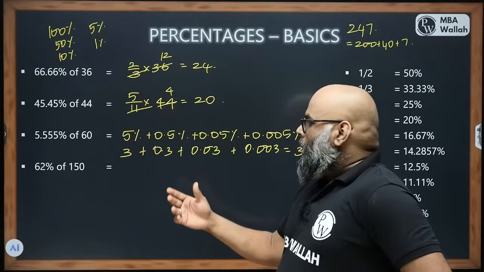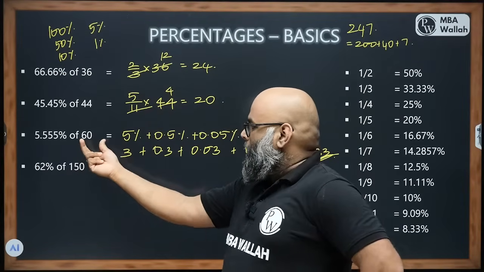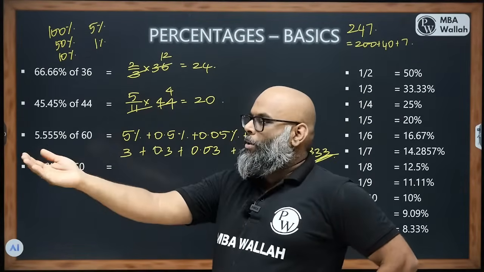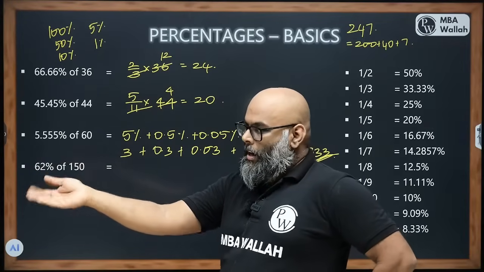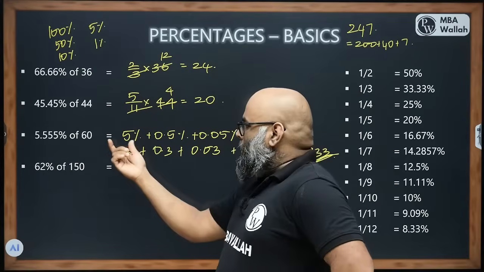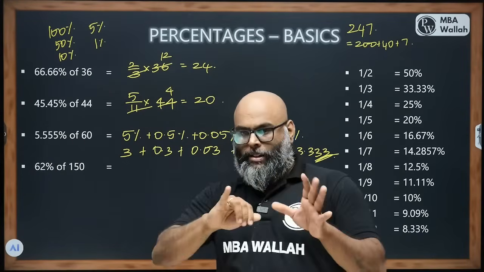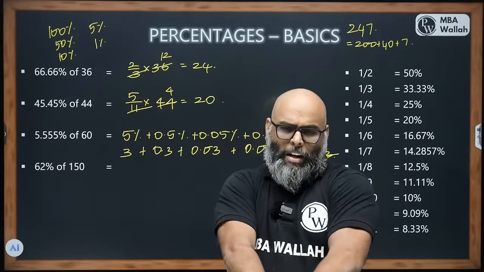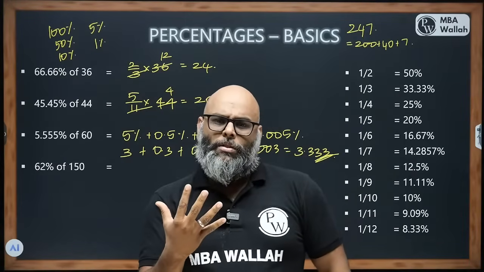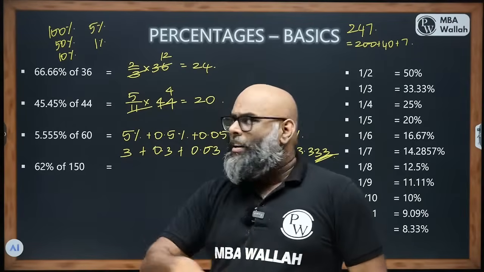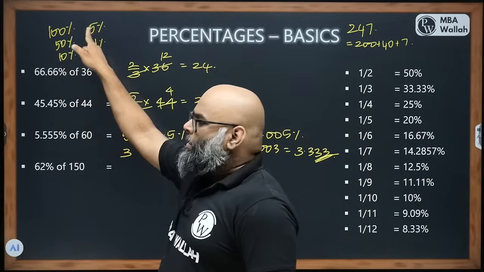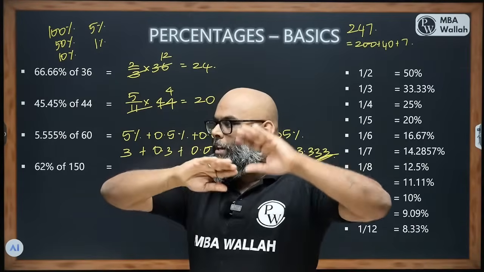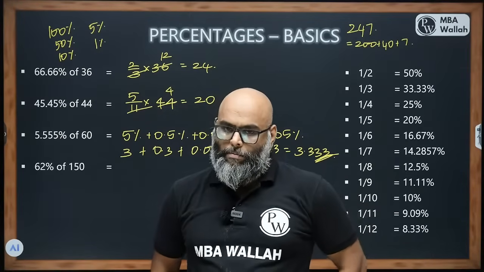Chetna, 10% of 60 is 6. For anyone who says that you did not understand, I'll repeat it again. 10% of 60 is 6, simply divided by 10. Then what is 5%? Half of that, right? 10% of a number to 5% of a number is half of that number, isn't it?